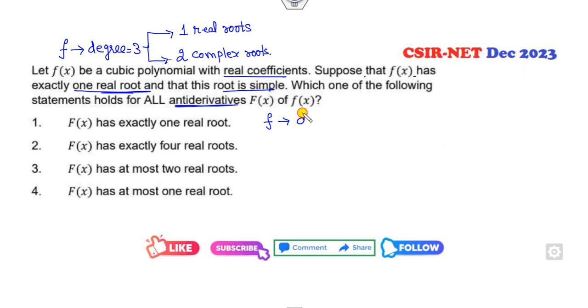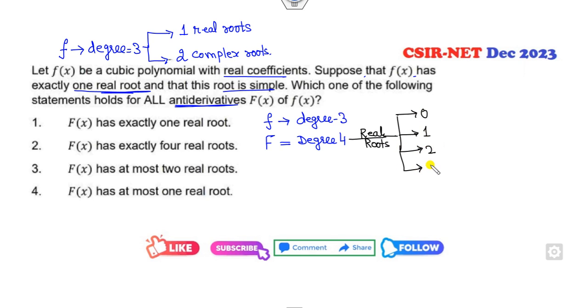So if f is a polynomial of degree 3, what is capital F? This is a polynomial of degree 4. Then how many real roots are there? Real means positive or negative. So it could be either 0, 1, 2, 3 or 4. Fine. But it could never be 1.